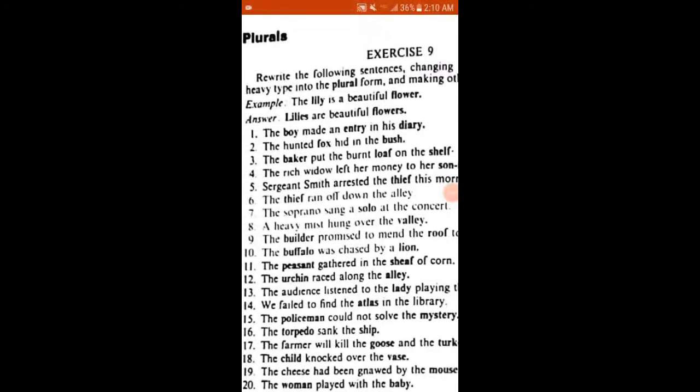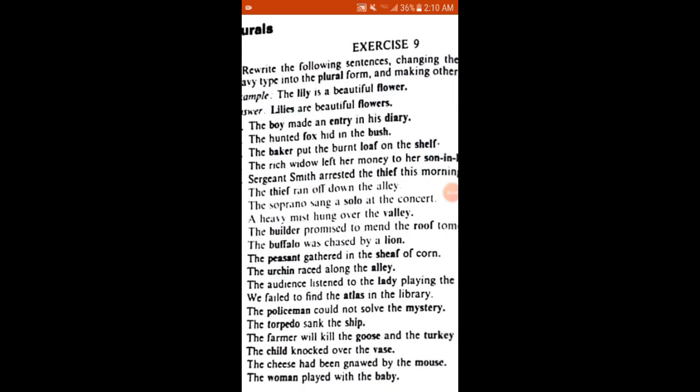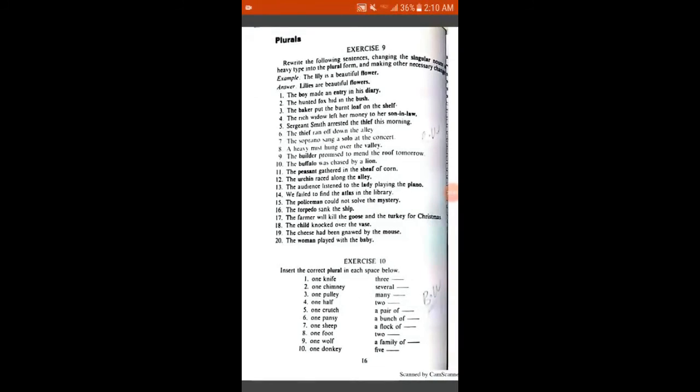On page number 16 there is an exercise you have to do. Exercise 9 and exercise 10. Exercise 10 will be done in the book. You just have to make the correct plural in front of the given places, and in exercise 9 you have to rewrite the following sentences. These are 20 sentences and you have to rewrite them.